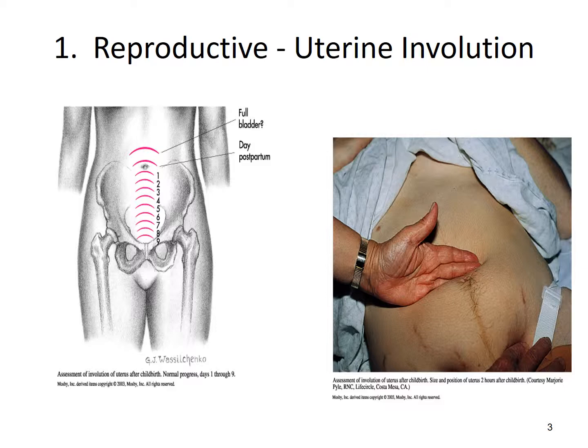Patients need to be instructed that they will experience after pains from the uterine contractions related to involution. And this is a good thing. We want this to occur. After pains can increase with breastfeeding due to increased oxytocin letdown. The contractions also increase with multiple pregnancies and with an overdistended uterus.